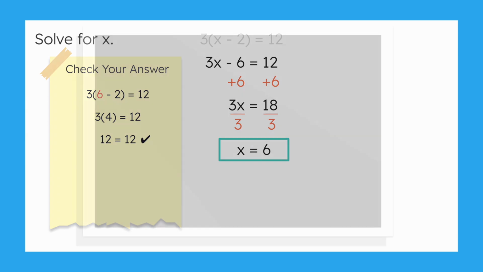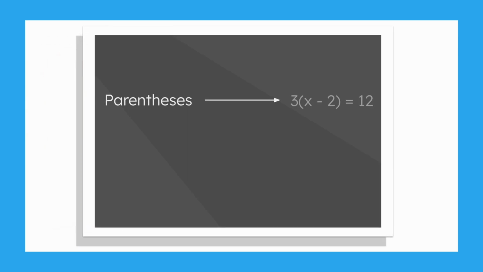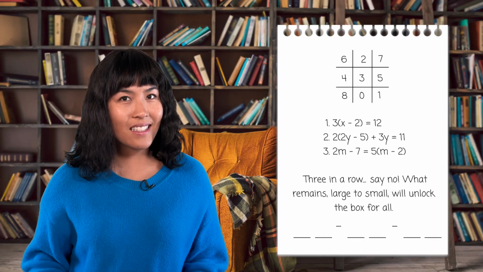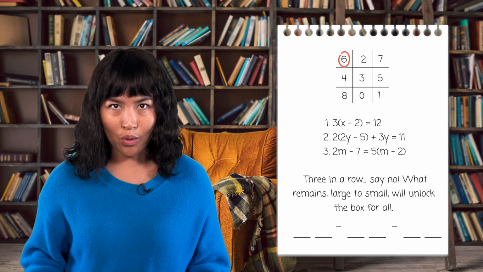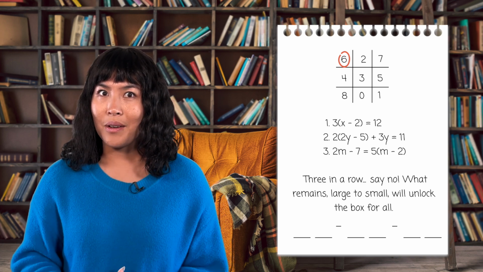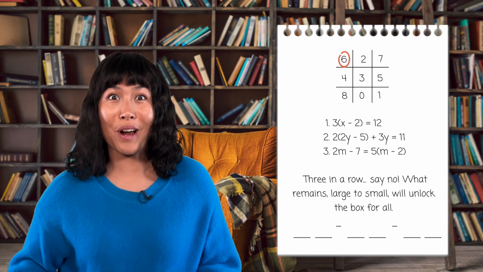So, when I was given an equation that had an expression with parentheses, I started by simplifying that expression completely, or until the expression had no other operations remaining. That allowed me to use inverse operations to solve as usual. So, if x equals 6, let's circle this 6 until we know what to do about this riddle. Okay, we're one step closer to cracking this code.